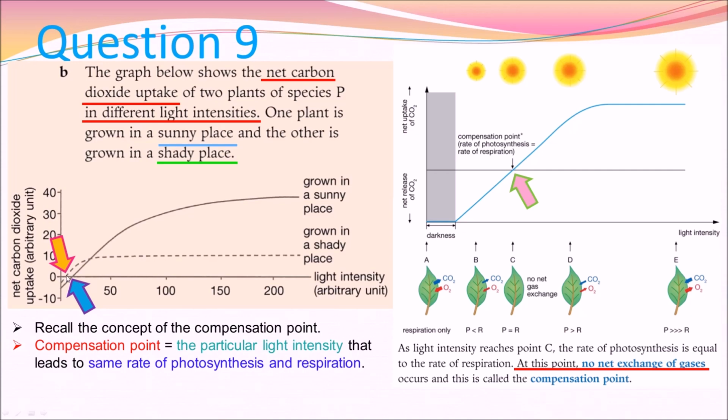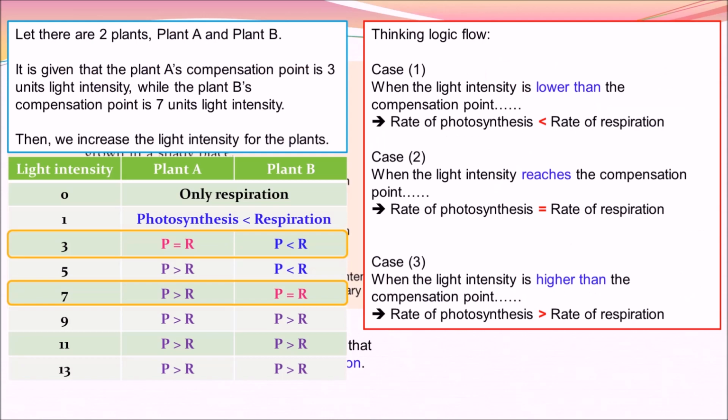So which type of leaf has the lower compensation point? Okay, that means it requires lower light intensity to attain the compensation point. Okay, the rate of respiration is the same as the rate of photosynthesis. Okay, so compare first, and then explain any special meaning, that is, any importance behind that.